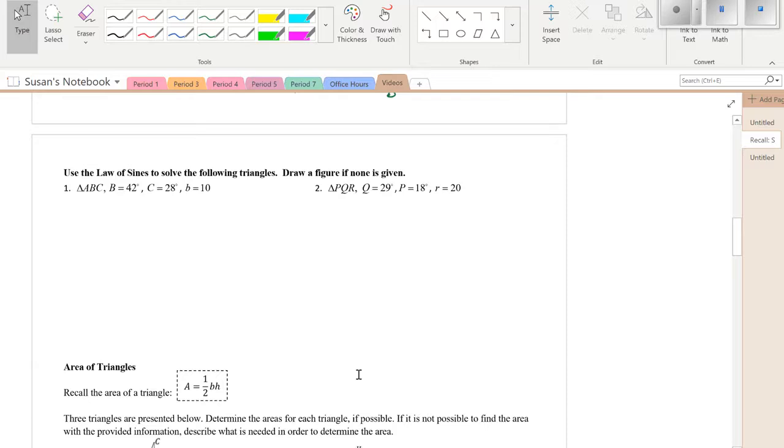All right, next it says use the law of sines to solve the triangles. Draw the figure if none is given. So that's the first thing I'm going to do, draw a triangle.